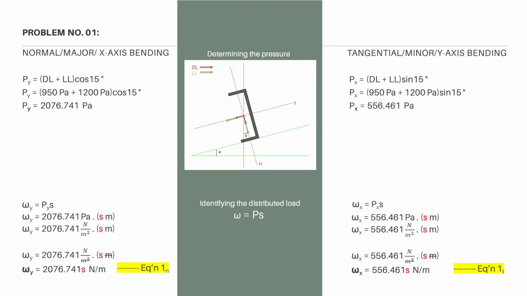After that, i-convert natin yung pressure into distributed load. Para makuha natin yung distributed load, i-multiply lang natin yung pressure sa spacing. Therefore, distributed load is equal to pressure times spacing. In the formula shown, omega refers to the distributed load, P is the pressure, and then S is the spacing of purlins. So, sa normal component, 2,076.741 Pascal multiplied by the spacing of the purlins, since yun yung hinahanap, leave it as variable S. Therefore, it will be our equation 1 for the normal component. Same method as to tangential component.